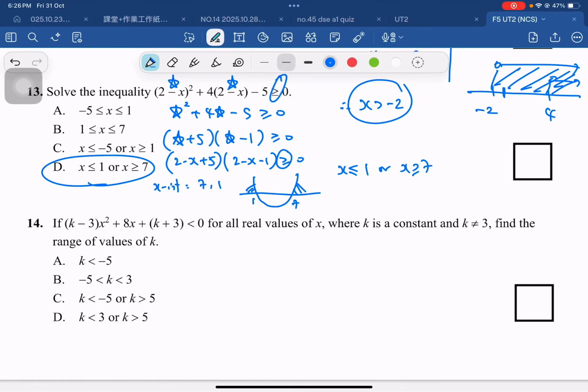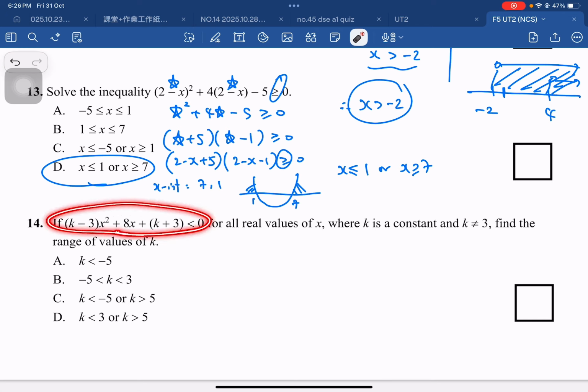Alright, so question 14 is about the application of quadratic inequalities. First of all, we have this quadratic inequality that holds for all real values of x. We also have that k cannot be equal to 3. Why? Because if you substitute 3 here, it becomes 0, and then we can't have 0x squared because it's no longer a quadratic equation, isn't it? So you think about it, the whole thing must be smaller than 0.